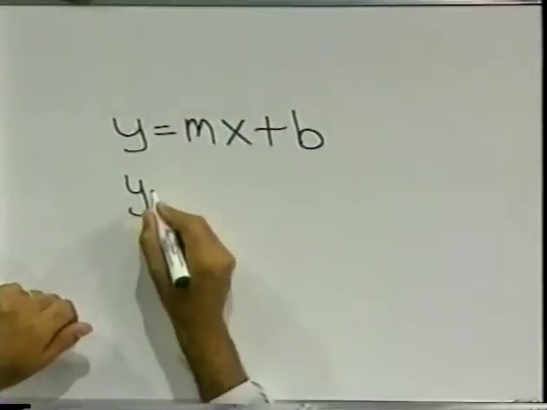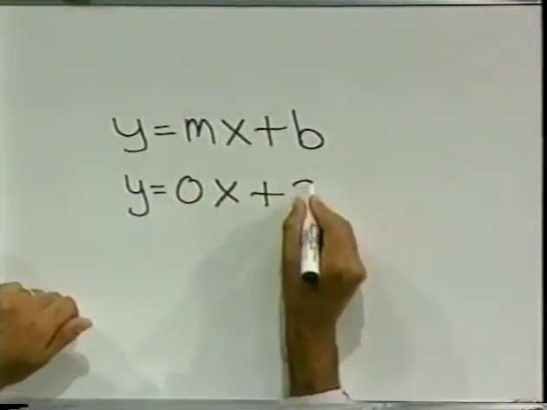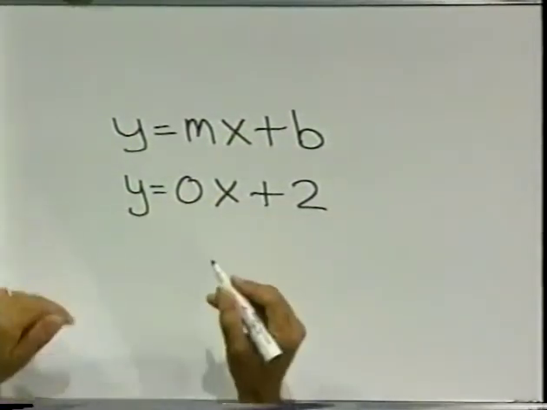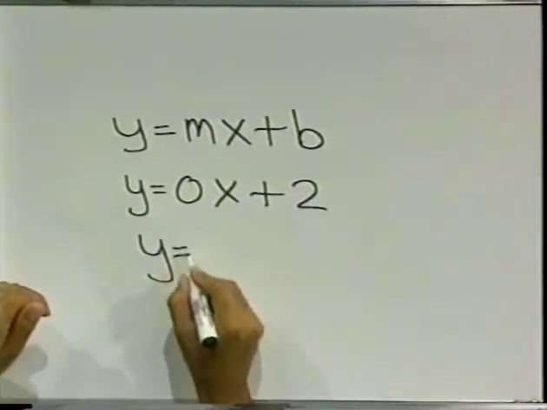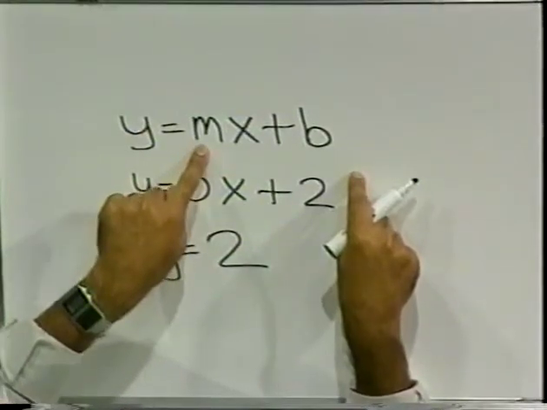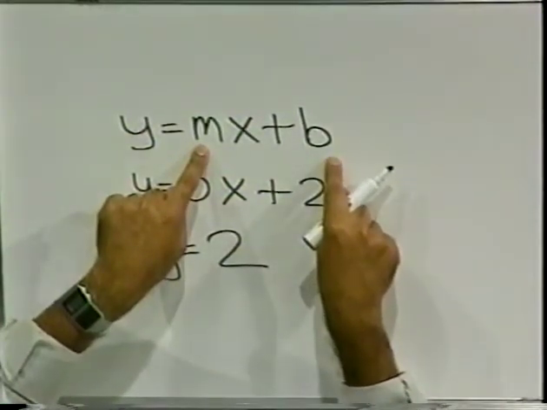And if I set m at 0, I get this equation, y equals 0x plus 2. And because anything times 0 will be 0, it's really the same as this, y equals 2. When I plot this, I get a flat line with a slope of 0, but still the same y-intercept. So now you can see that in this slope-intercept form of a linear equation, m is the slope and b is the y-intercept. Therefore, if you can rewrite an equation in this form, you can easily graph it.